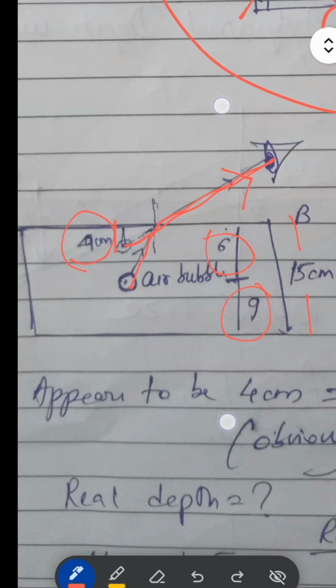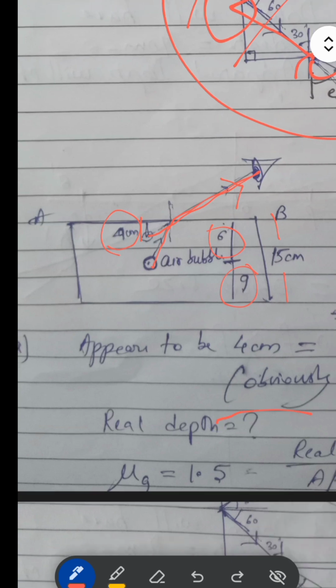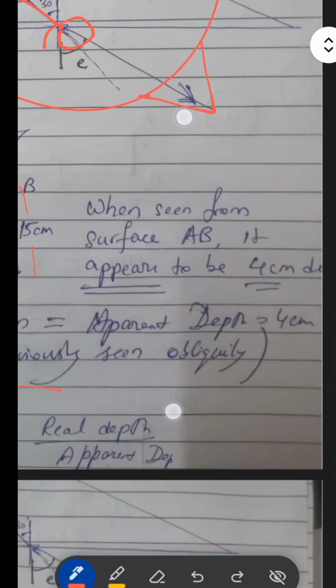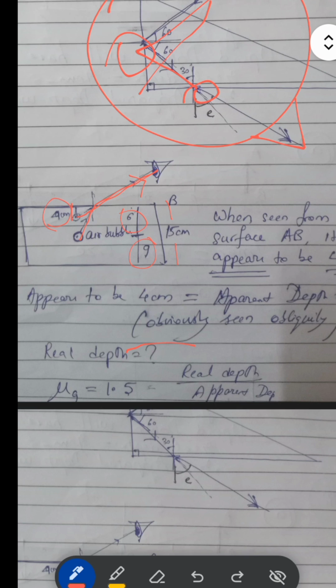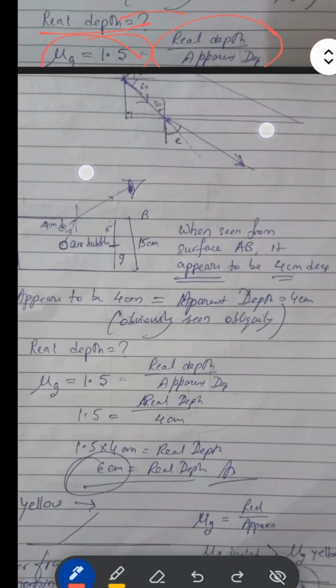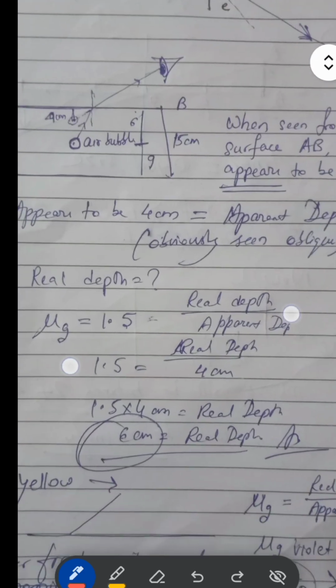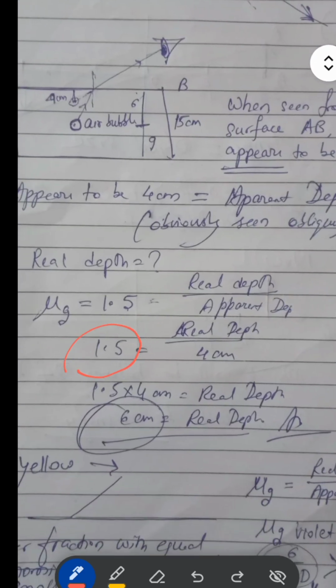Also we know that for such a case, refractive index is related to apparent depth and real depth. We have to find the real depth, so refractive index is equal to real depth by apparent depth. Using that formula we will calculate. Here the refractive index of the glass is 1.5, real depth we have to find, and apparent depth of 4 centimeters was given. On calculation we found that the real depth is 6 centimeters, so we marked it 6 centimeters in the diagram. Now the glass slab was 15 centimeters, so the remaining will be 9 centimeters. Why are we doing this? To find the second answer.